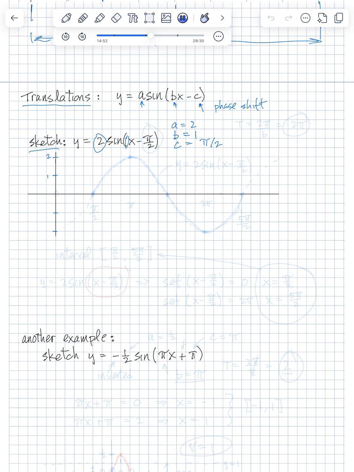Now, here's what's really important. First we have to look at what the period is. I forgot to do that. So T is equal to 2 pi over b, which is 2 pi. So the period tells you what you're labeling the x-axis as. And you want to start off by having 4 equal size intervals.